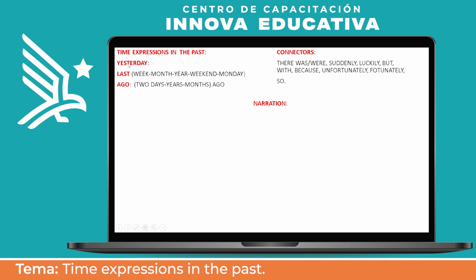For example, let's begin with number 1. Yesterday, last, and ago. Para comenzar, tenemos yesterday, in Spanish, ayer. Last. We use last with some words like the ones in parentheses. Utilizamos last con unas palabras aquí en el paréntesis. Por ejemplo, tenemos week, month, year, weekend, Monday. Y lo utilizo de esta manera. Puedo combinarlo con cualquiera de estos.